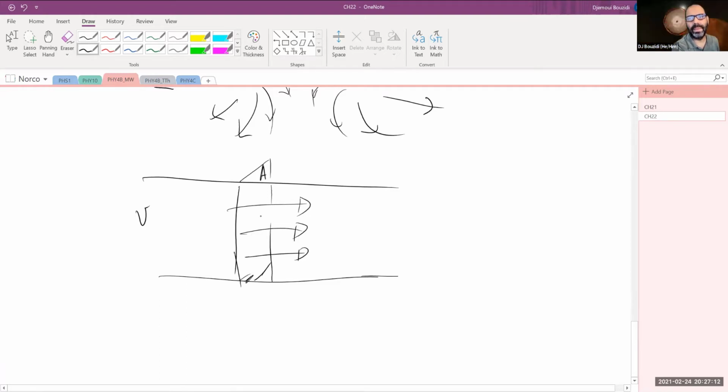So this is an area A. Let's make the algebra a little bit easier for me, okay? The width is W and the height is L, okay? So the area A is LW, okay?